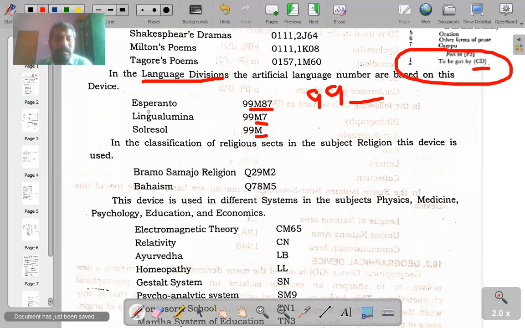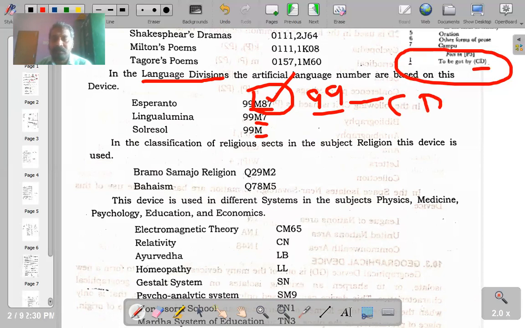In a particular year, this Esperanto was developed, maybe in 1887, this particular artificial language was developed. So we have given M87. So the isolate 99 is sharpened further with the help of time isolates. So we say it is a chronological device. Any place wherever we are using time isolates as personality, as matter, as energy, whatever it may be, to either create or sharpen the isolate, then we say that tool is called chronological device. Okay, fine. I think it's clear.